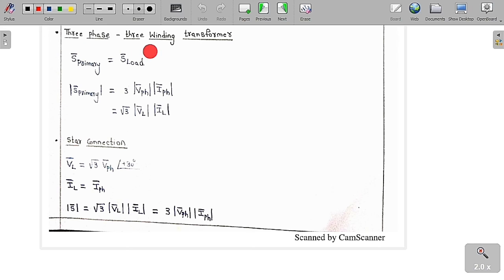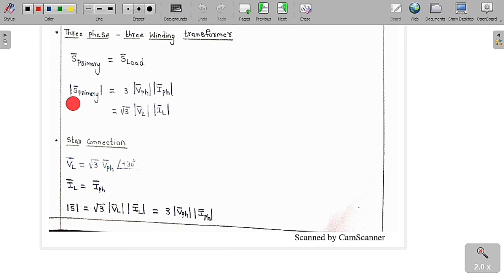See, in a three-phase three winding transformer, I have already told you that we assume there are no losses ideally. So whatever the complex power input is, it is equal to the complex power at the load. The complex power that we give is equal to the complex power absorbed by the load. So S primary is equal to S load.